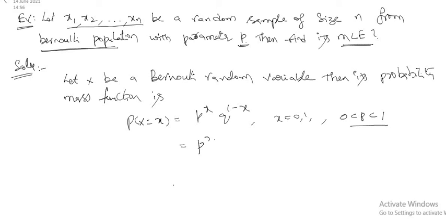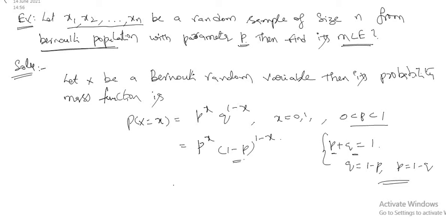For convenience, we can take (1 minus p) whole power 1 minus x, because here p plus q equals 1. Probability of success and probability of failure, both should sum to 1. So q becomes 1 minus p, or p becomes 1 minus q. I just replace q by 1 minus p because we need to find the maximum likelihood estimator for p, so everything we need to express in terms of p only.